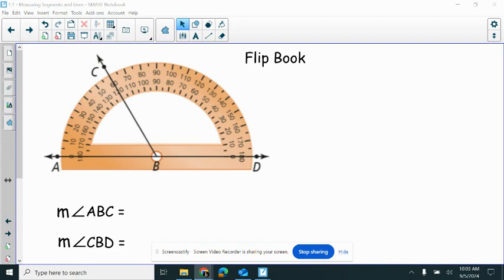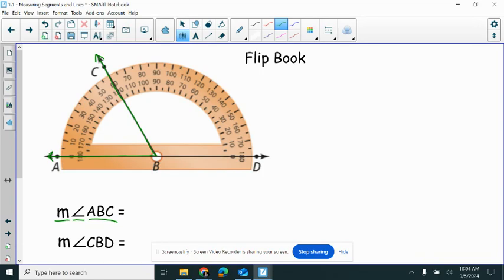If you look at the first one, there's an M in front of that angle symbol. The way you read that is, what is the measure of angle ABC. So it wants to know what is the measure of angle ABC. When we are looking at an angle, you just follow the letters. So I start at A, I go to B, then I go to C.